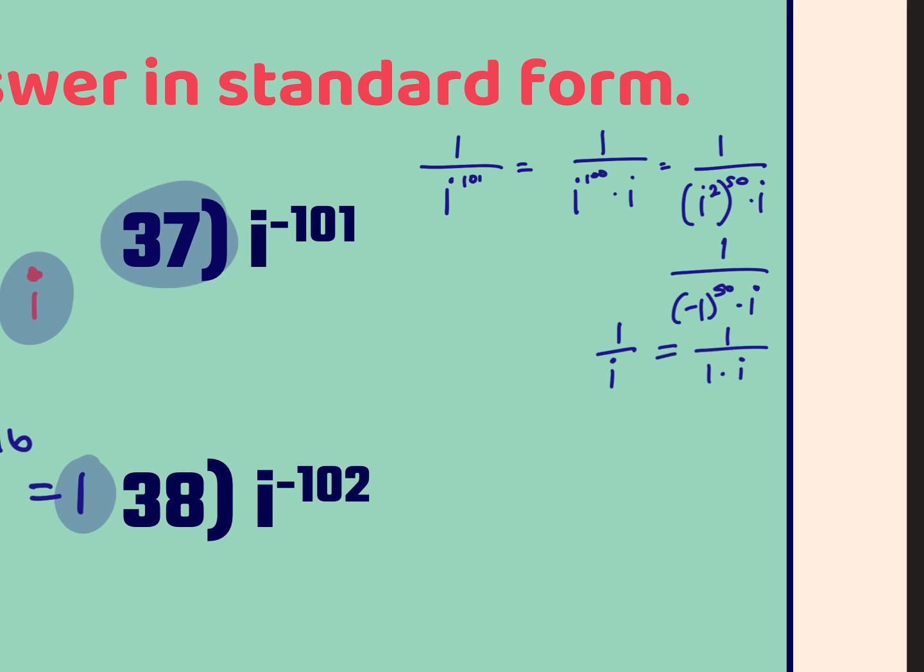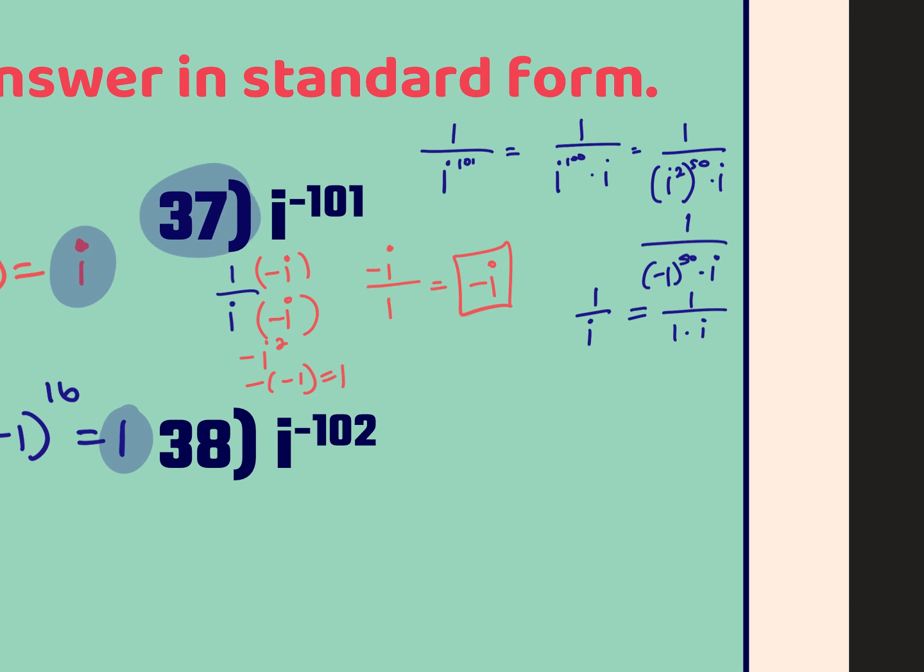Now I cannot leave the i in the denominator, so I can rationalize this. So 1 over i. The conjugate to positive i would be negative i. I multiply that in both the top and the bottom. 1 times negative i is negative i. Negative i times positive i is negative i squared, which is negative 1, and the denominator becomes positive 1. So this is negative i. And then we'll save 38 for tomorrow.